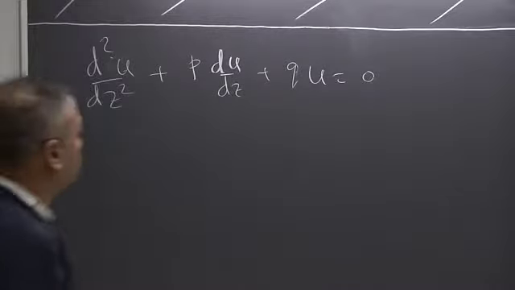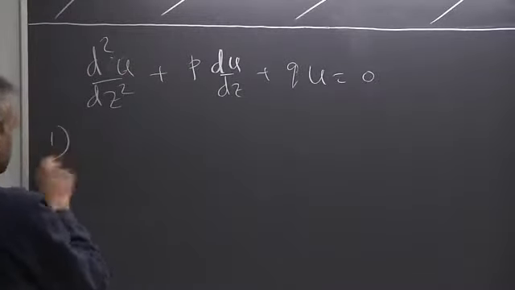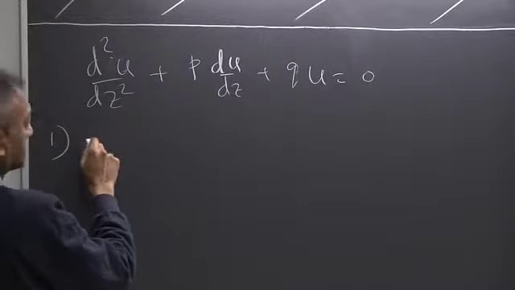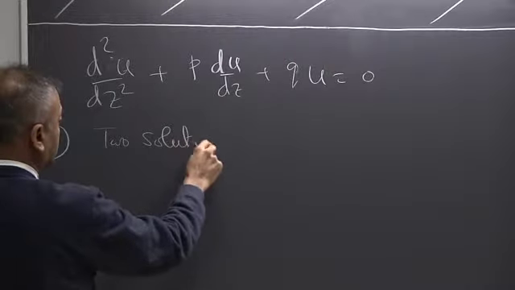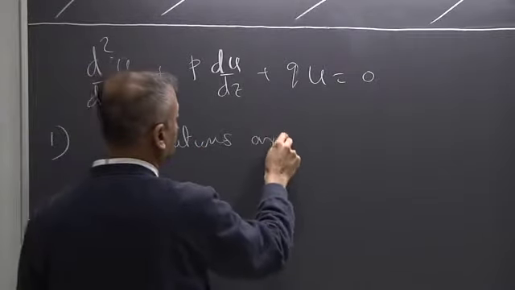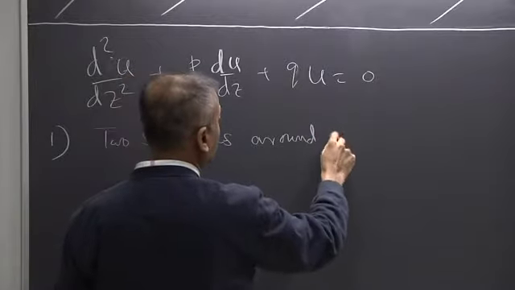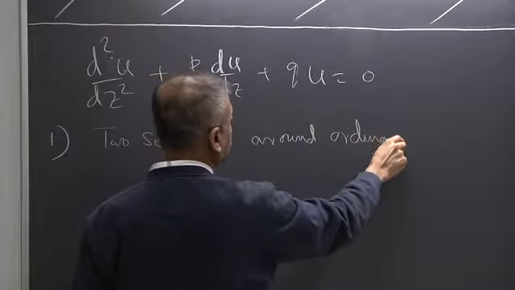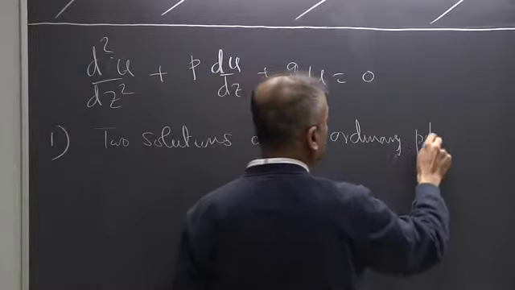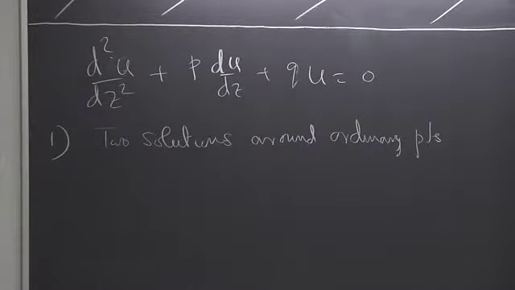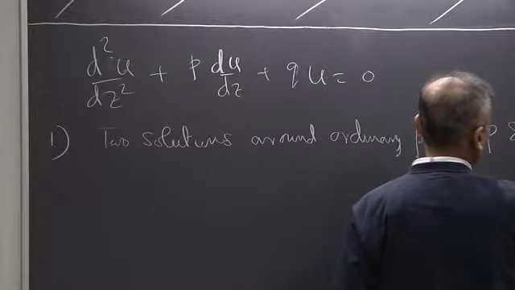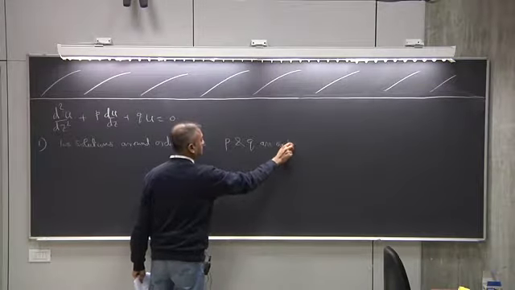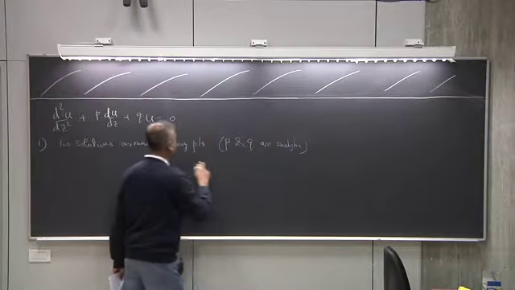And P, we said, so the first point we discussed was the two fundamental, independent solutions around ordinary points. This we did first. Ordinary points are the points where P and Q are both analytic around that point. So here P and Q are analytic. This was just a definition of the ordinary points.